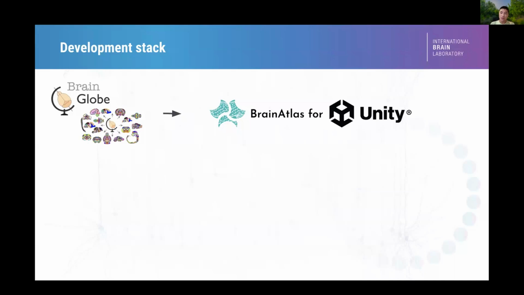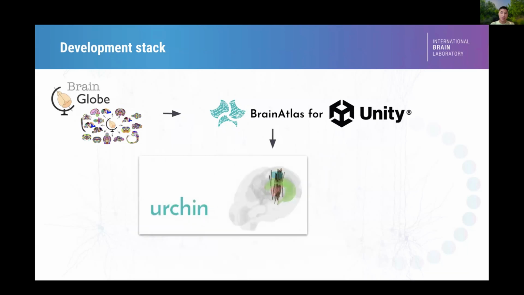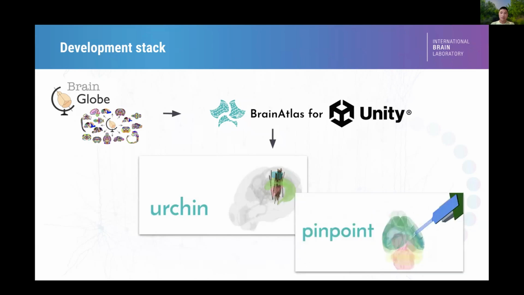Unity is the backing render engine we use for Pinpoint. And you've actually seen this before if you've seen some IBL projects, because the Brain Atlas renderings is actually what is known as Urchin, our project for representing brains and insertions. And so this is the render engine used in some IBL projects and websites. And finally, when we add in the probes and the automation system, that is what brings you Pinpoint, the full stack of visualization and automation.